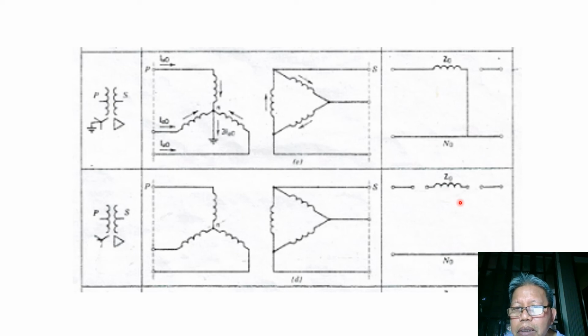And similarly, at the secondary, we have here a delta connected winding. Just as we have above, we have also an open connection between the transformer and the terminals. So this is how we draw the zero sequence impedance for this type of winding, right? So open at both sides.